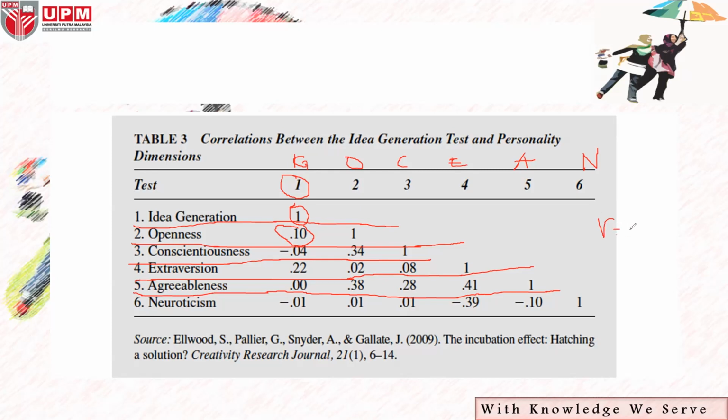R equals to 0.1. So based on Guildford rule, okay, first the direction of relationship is positive or negative? Anybody want to try?